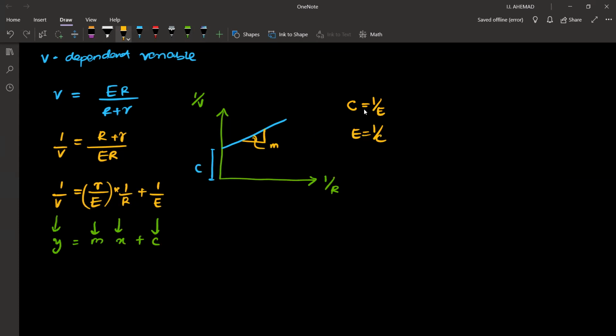Now let's look at the gradient. M is equal to R into 1 over E. M is simply R into the intercept C. Then R, the internal resistance, is the gradient over the intercept.